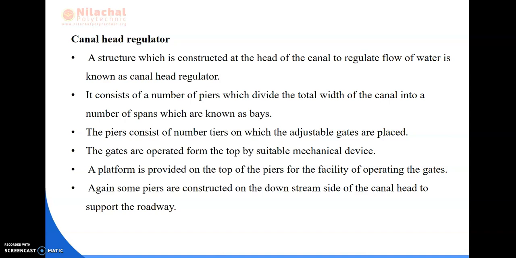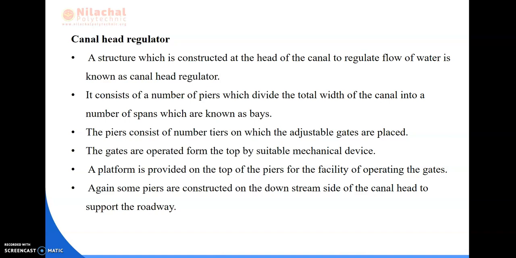It consists of a number of piers which divide the total width of the canal into a number of spans which are known as bays. The piers consist of a number of tiers on which the adjustable gates are placed. The gates are operated from the top by suitable mechanical device. A platform is provided on the top of the piers for the facility of operating the gates. Again, some piers are constructed on the downstream side of the canal head to support the roadway. So this is about the canal head regulator.